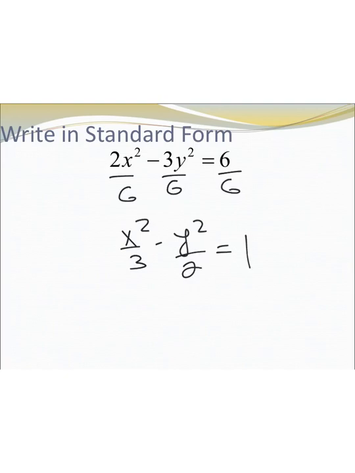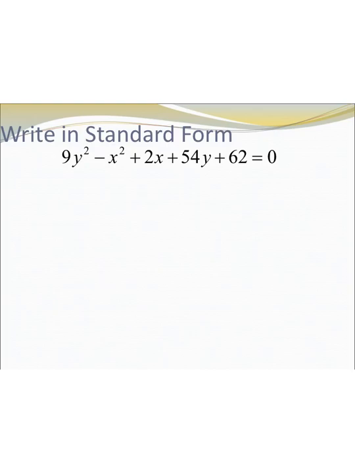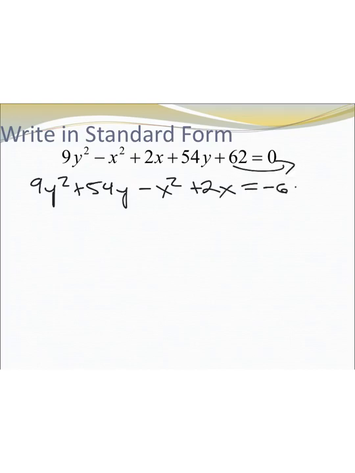Now that I have my equation in standard form, I could identify my parts, and I could use that to help me graph it. For our equation here, we want to go ahead and write this one in standard form as well. We have a little more work to do here, though. My first step is to go ahead and pair together my x's and my y's. So I have 9y squared plus 54y. And then we have negative x squared plus 2x. I'm going to go ahead and move the 62 to the other side, so I have equals negative 62.